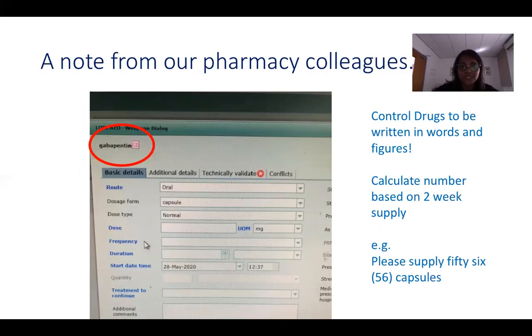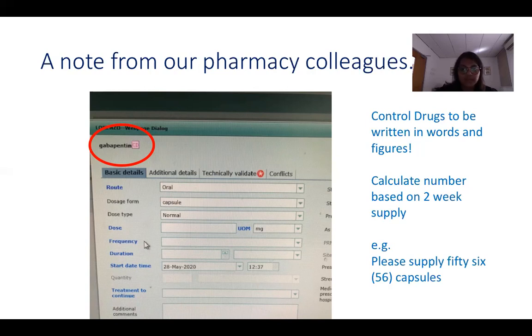So the first point they want you to know is about control drugs. Control drugs need the amount to be written in words and figures. So I'll just explain what I mean. When you go onto Lorenzo and you search for a drug, it will come up, and can you see the little pink square that says CD in it? So that means it's a control drug. That's automatically alerting you to it, so you don't need to know off the top of your head what the control drugs are. Morphine is probably one that comes into your head, but things like gabapentin are control drugs as well. That's why it's written here.